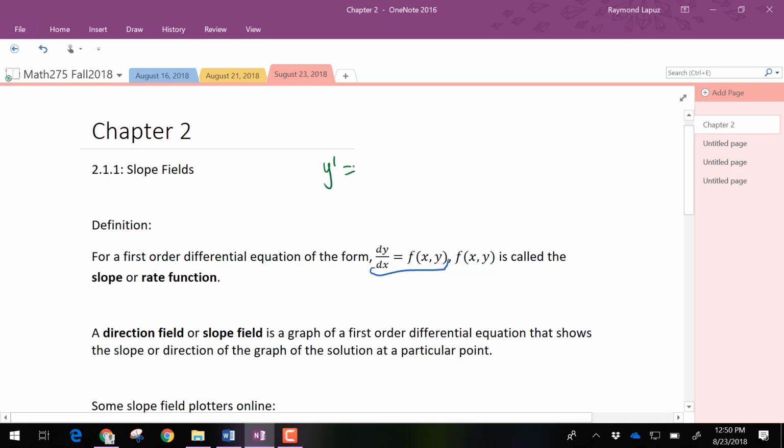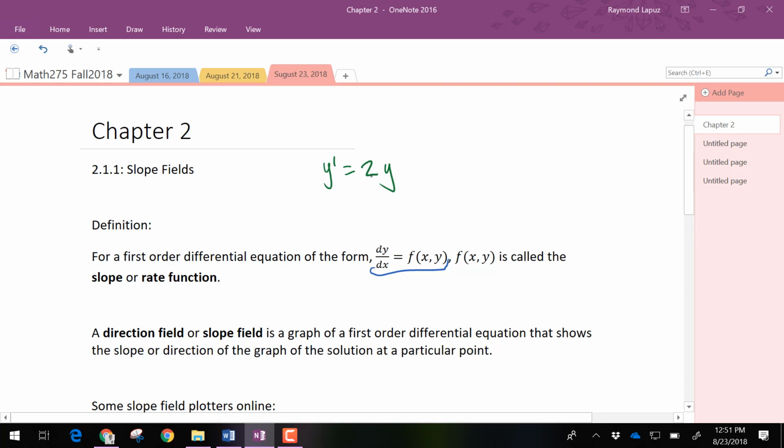So let's pick a number like maybe 2 or maybe 1, 2. Let's put 2. So this is our very first differential equation that we saw last time. And I don't know if you know the solutions to this, but let's see if we could draw the slope field without knowing the solution to the differential equation.